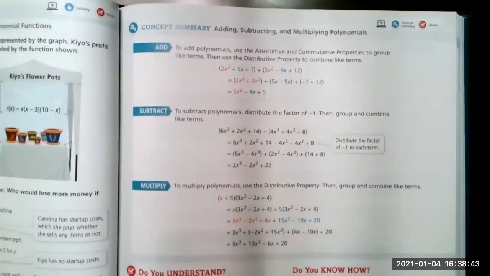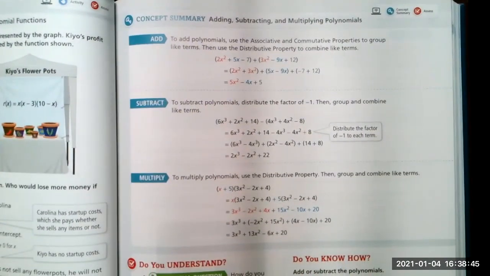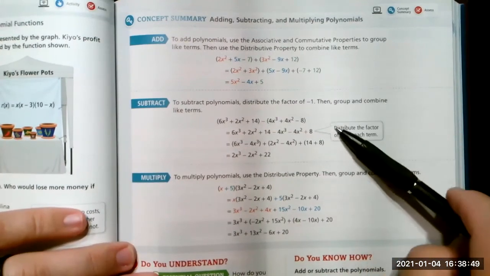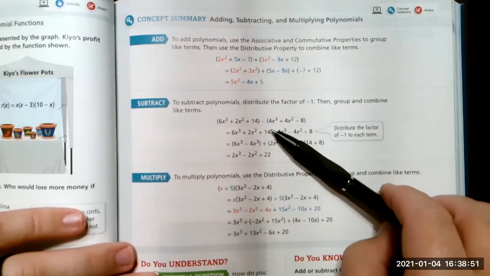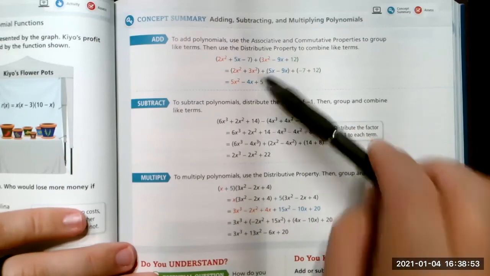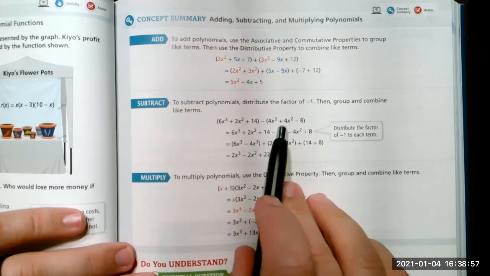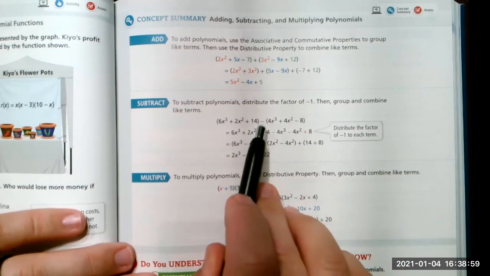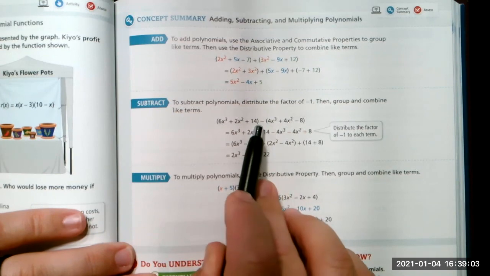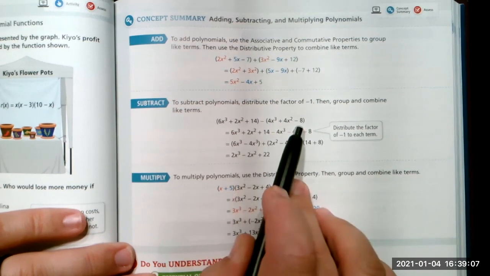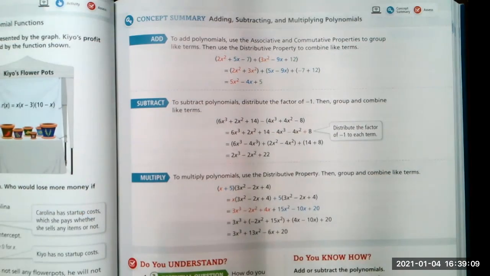On page 143, we have our concept summary, talking about just the idea between adding and subtracting like terms. I think they separate these, even though technically subtraction is addition. What they really want to emphasize is when you're subtracting that second polynomial, make sure you're subtracting every term. You're subtracting 4x cubed. You're subtracting 4x squared. You're subtracting -8, right? That's really key.